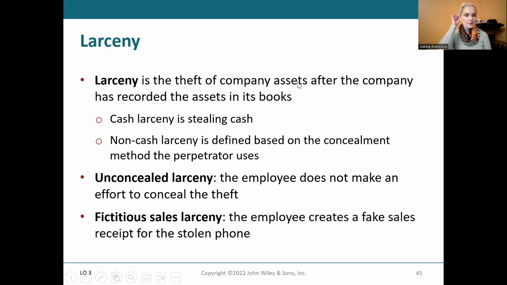Now we're going to talk about larceny. Larceny is the theft of company assets after the company has recorded the assets in its books.